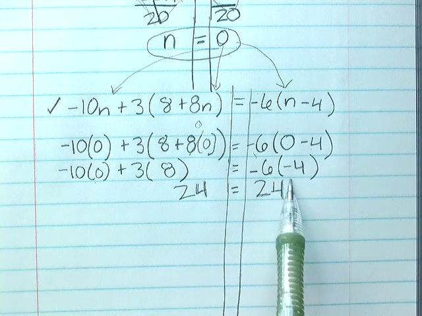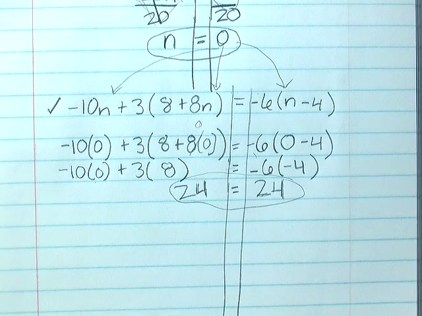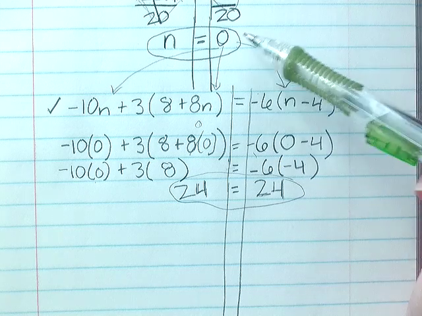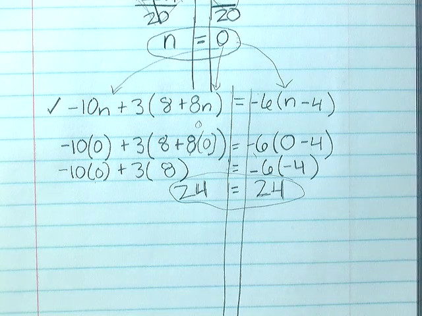And lo and behold, look at that. 24 does equal 24, which means we were correct. N equals 0, we have checked our answers, and we have solved a multi-step equation together.